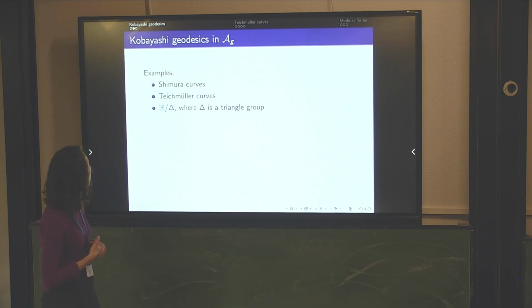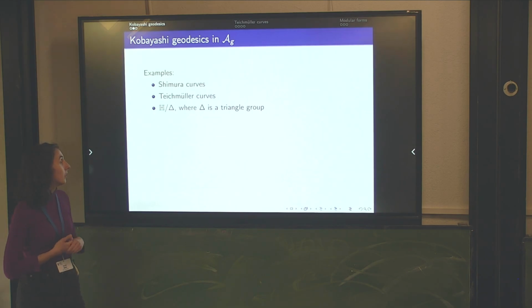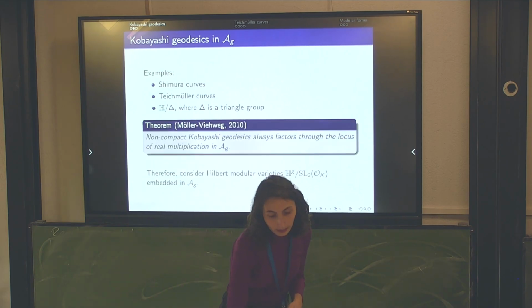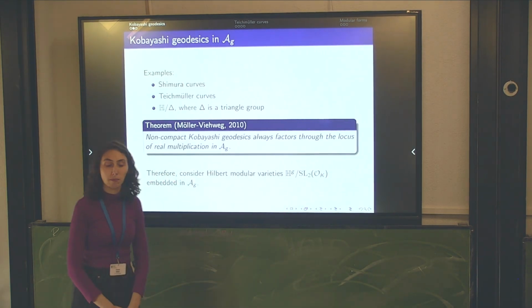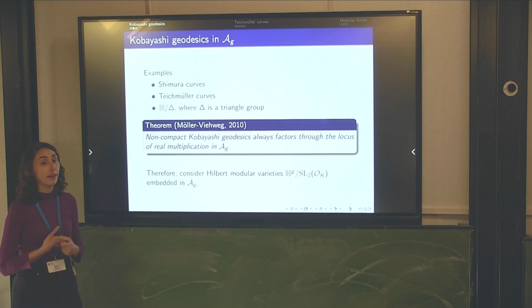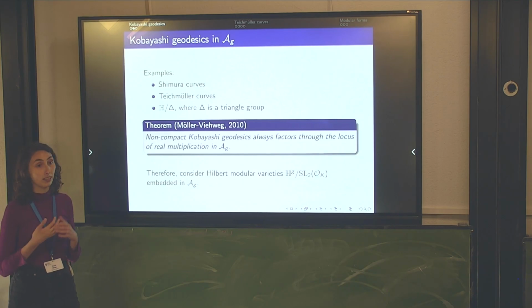And so we can now look more precisely at what properties these examples have, and we see that Shimura curves and the ones coming from triangle groups can appear in a compact or a non-compact version, while Teichmüller curves are always non-compact. And now we want to ask which Kobayashi geodesics are non-compact. There's this very nice theorem by Möller and Viehweg, which basically states that every non-compact Kobayashi geodesic factors through the locus of real multiplication in AG.